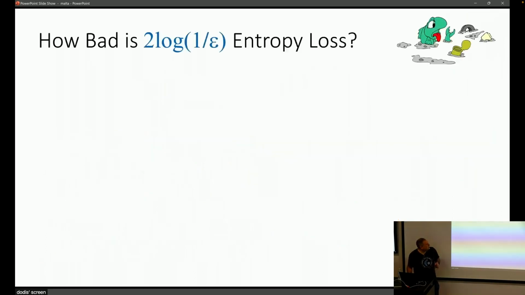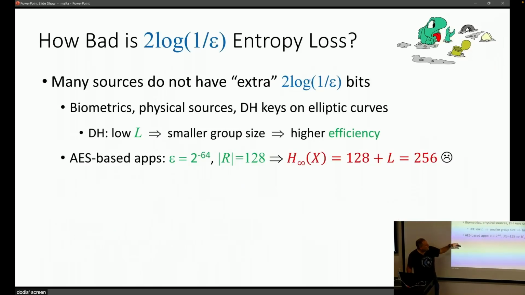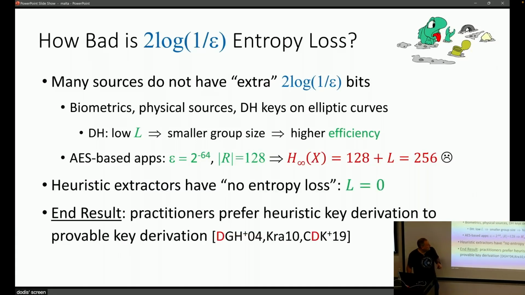So this slide, I'm just going to skip it, but there are a lot of reasons why in practice the heuristic extractors that people use have entropy loss of 0, and people use it in their security estimates, despite the RT bounds. They didn't read the bounds, they just have different heuristic arguments for it. So the end result of this slide is that practitioners prefer not to use the leftover hash lemma and to use some heuristic key derivation.